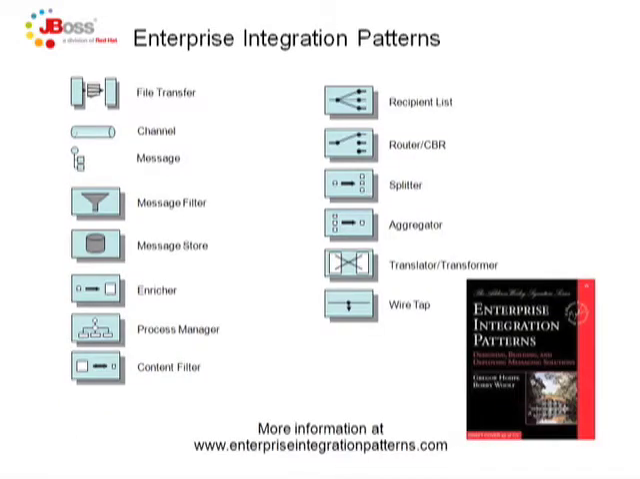You can see there's things like splitter, aggregator, translator, router, recipient list, process manager. These are things we focused on when we created this architecture and created this infrastructure. So this is an important book. I'd encourage you guys all to go read and review. And it'll give you a good idea for what's going on inside our environment.